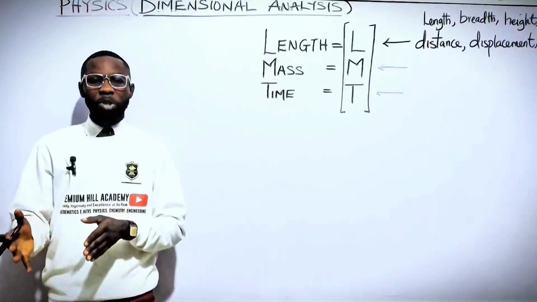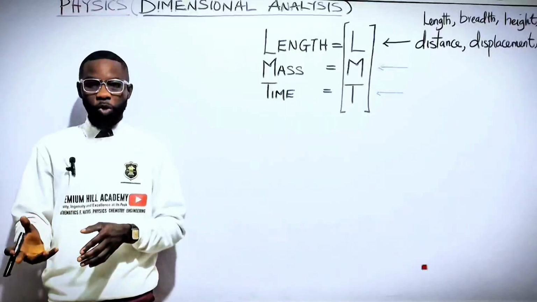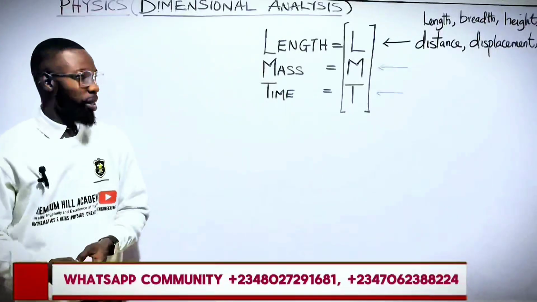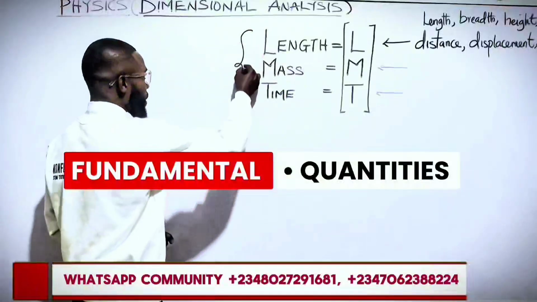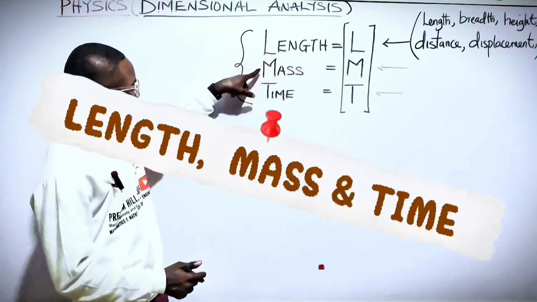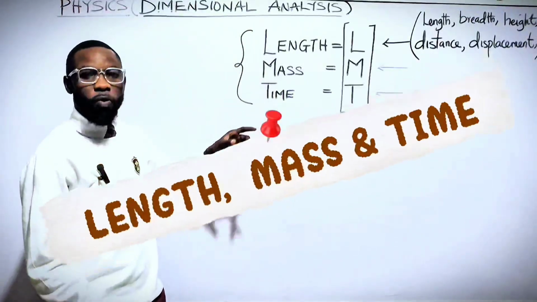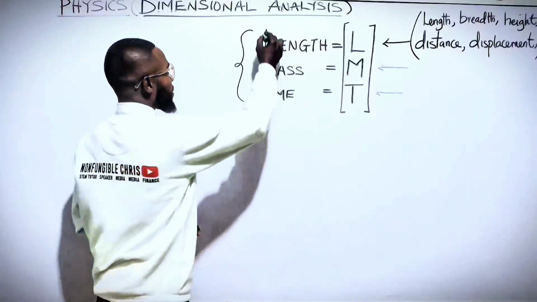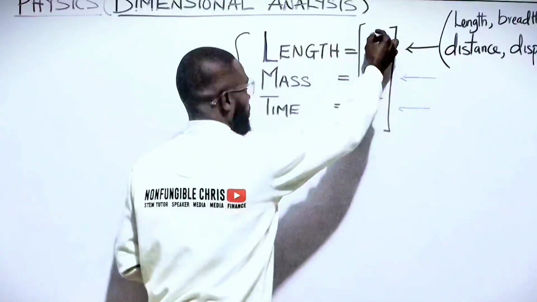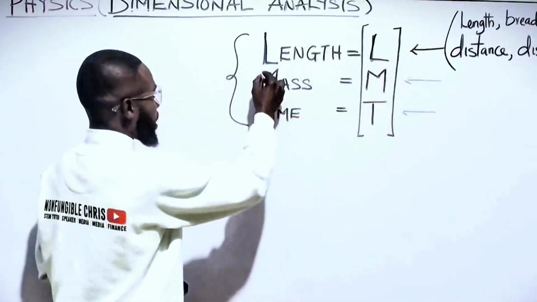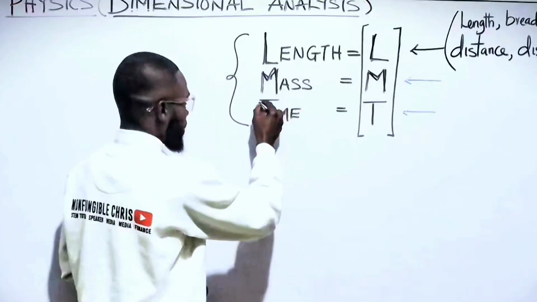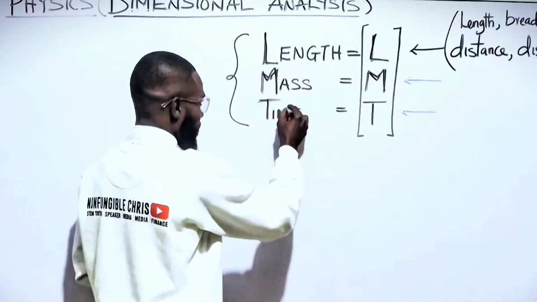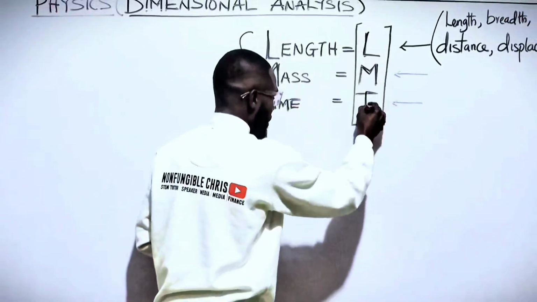When it comes to dimensional analysis, there are a couple of things we need to know. For instance, we need to understand the fundamental quantities. These are the three basic fundamental quantities we have in physics: length, mass, and time. For dimensional analysis, what we need is their first letters: L for length, M for mass, and T for time.